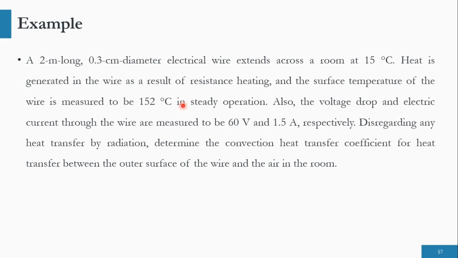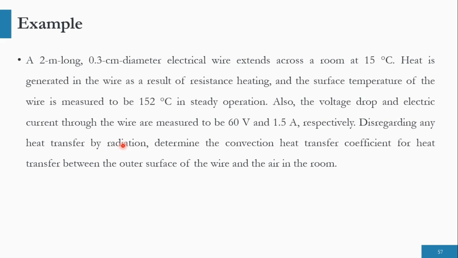So once the steady state has been achieved, we see the surface temperature, which is Ts, to be 152 degrees centigrade, while the initial temperature was 15 degrees centigrade. Also, the voltage drop and electric current through the wire are measured to be 60 volts and 1.5 amperes respectively. Voltage information is given to us, current information is given to us, disregarding any heat transfer by radiation.